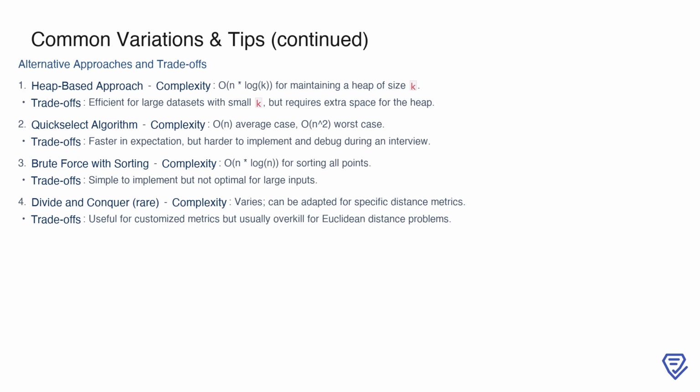Brute force, which involves sorting the entire list, is straightforward to implement but inefficient for large inputs due to its n log n complexity. Finally, there's the divide and conquer method, which is rarely used but can be adapted for specific distance metrics. While it's flexible, it's often overkill for standard Euclidean distance problems. Understanding these trade-offs ensures you can select the best approach for the given constraints and explain your reasoning effectively.